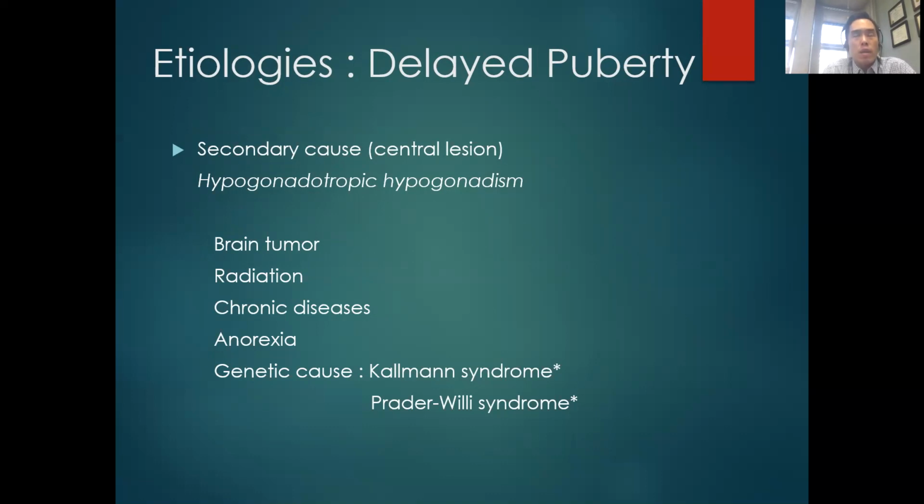And Prader-Willi. We mentioned Prader-Willi earlier in another video. They have obesity, short stature, severe developmental delay, and they also have central delayed puberty, so they have very low gonadotropin. This is all I want to review for now. We're going to go through cases with pubertal problems during our session. Thank you so much for listening.